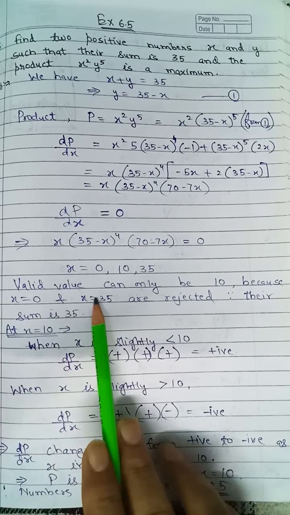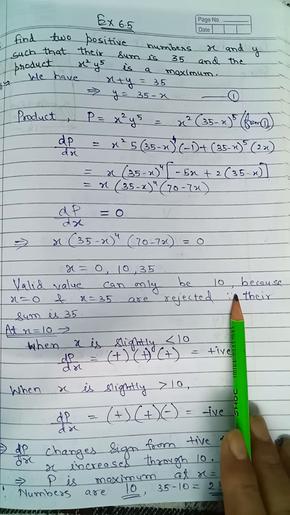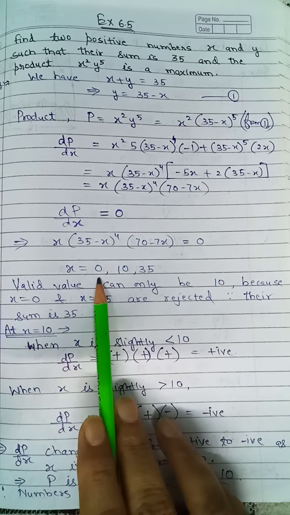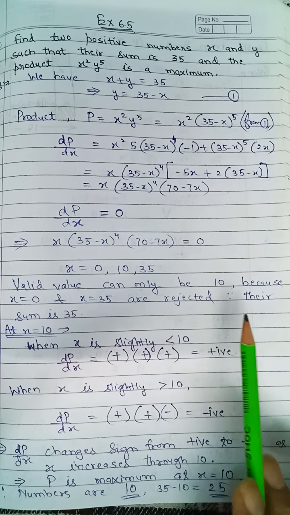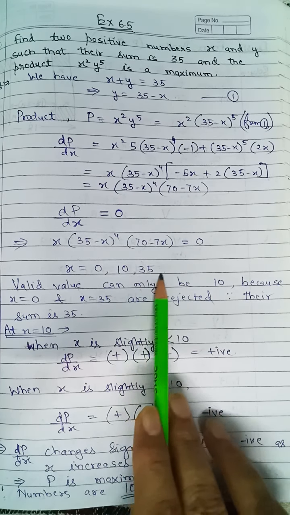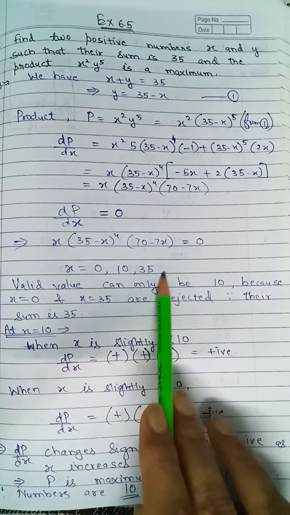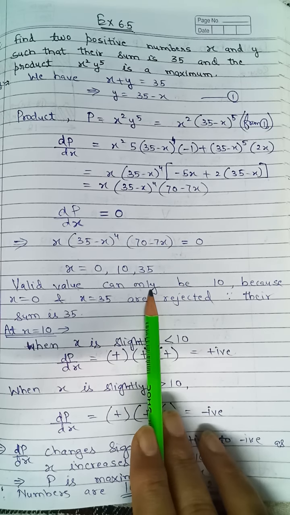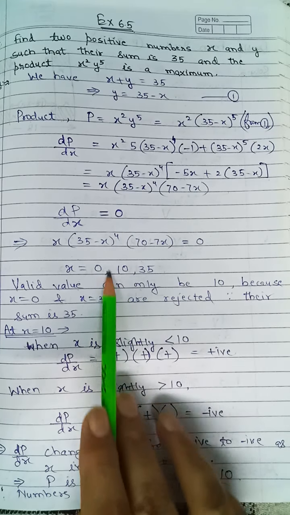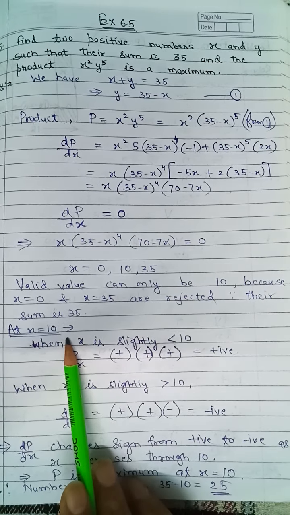So what are the valid values? It can only be 10, because if I say 0 that means one number does not exist, and if I say 35 then the other number will not exist. So 0 cannot be a valid value and 35 also cannot be a valid value. So we can only check for x is equal to 10. So let's check for x is equal to 10.